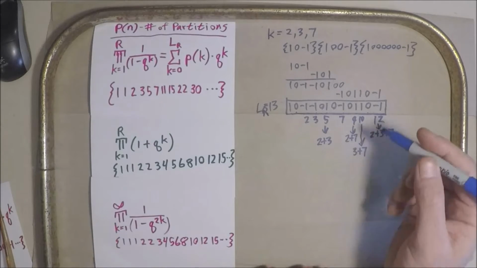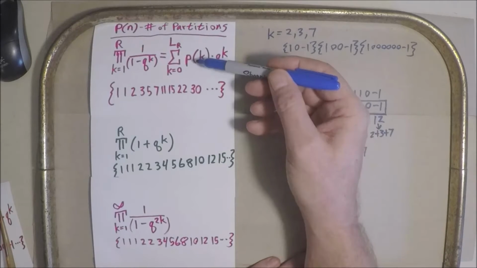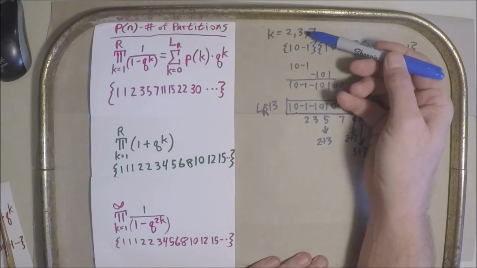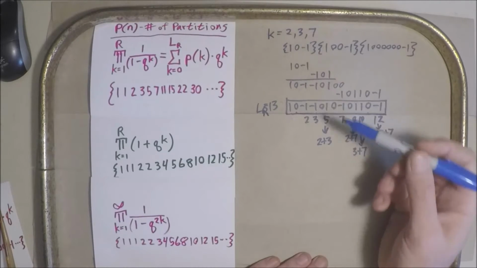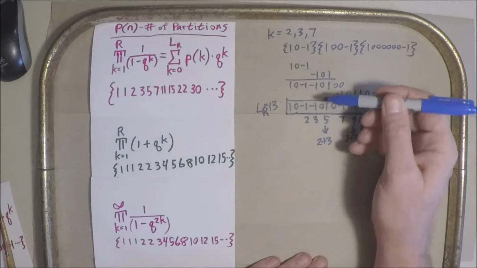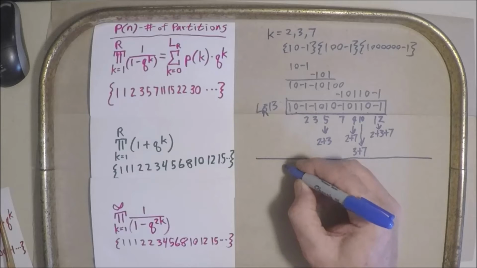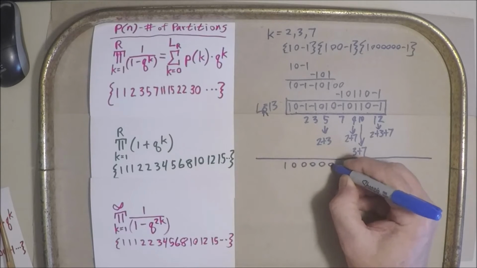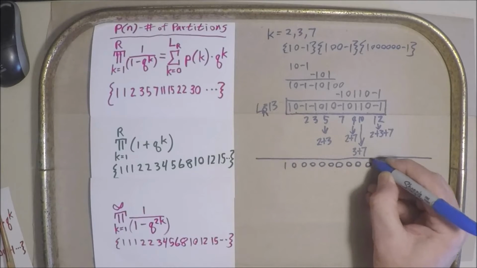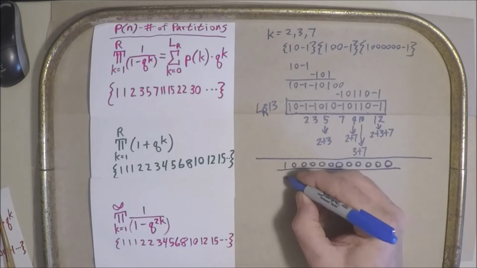So our restricted set of partitions that come from restricting k to these values should be given by the inverse of this. Let's do that. Let's invert this finite sequence that we have as we did before.